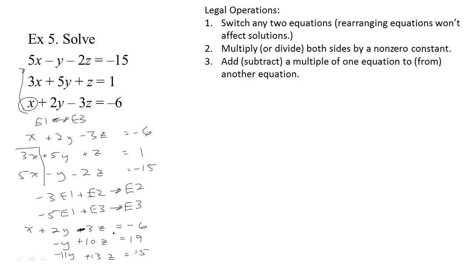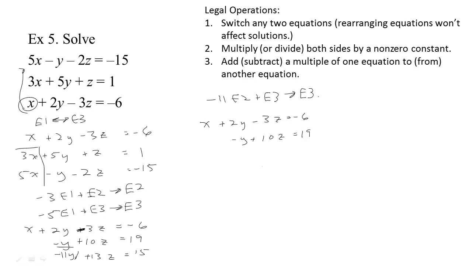Okay, well, now I can see how to eliminate this y. If I take negative 11 times equation 2 and add it to equation 3 to get a new equation 3, I'll be in echelon form. Okay, I'm not changing my first equation, which is x plus 2y minus 3z equals negative 6. I'm not changing my second equation, which is negative y plus 10z equals 19, but I'm making a new equation 3 by taking negative 11 times the second equation and adding it to the third.